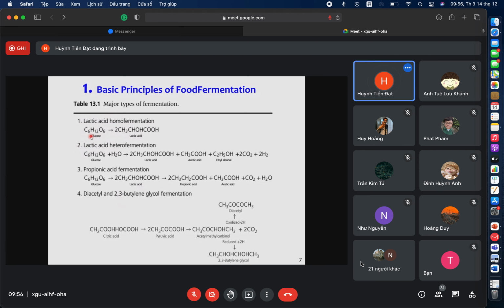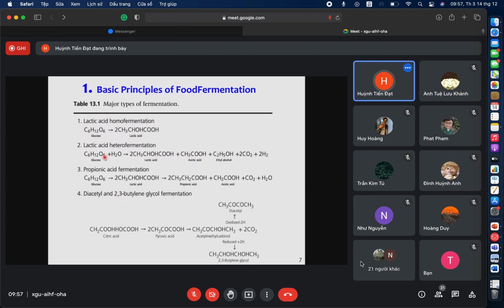So the conversion of the substrate from glucose to lactic acid. Okay, so this one is the homo fermentation. It means only lactic acid can be generated. Okay. The second one is also lactic acid, but this one is hetero fermentation. Hetero means that besides the lactic acid, they also come with some other organic acids, for example acetic acid and sometimes ethanol.